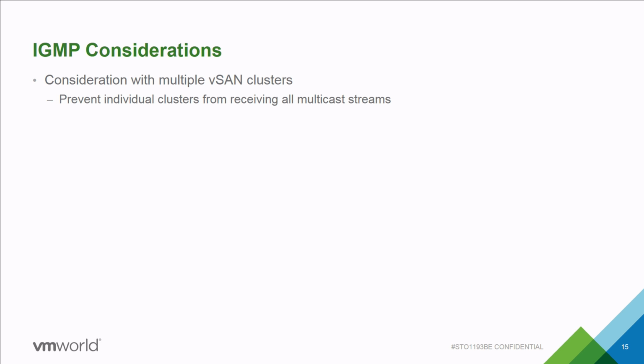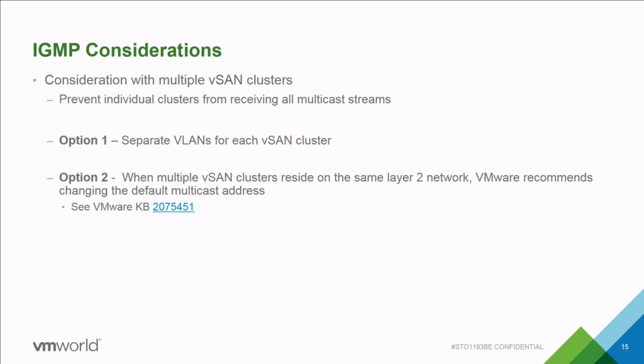So what we needed to do there is, if there were multiple vSAN clusters sharing the same segment, make sure that they didn't see each other's multicast traffic. One option was to separate out VLANs for each of the different vSAN clusters on the segment, or the other was to edit the multicast addresses so that they would keep separate as well. There was a KB article asking you to do that kind of editing. I guess we can stop thinking about this stuff now with unicast going forward.